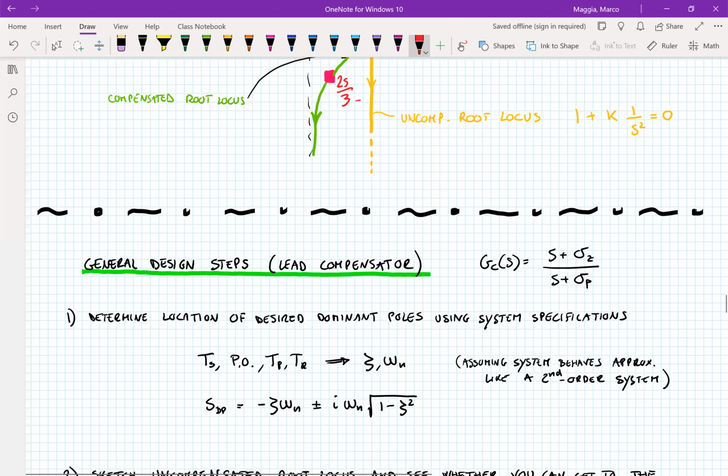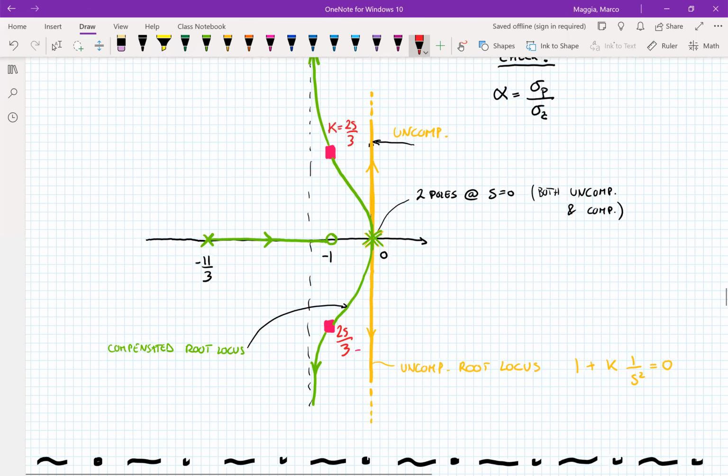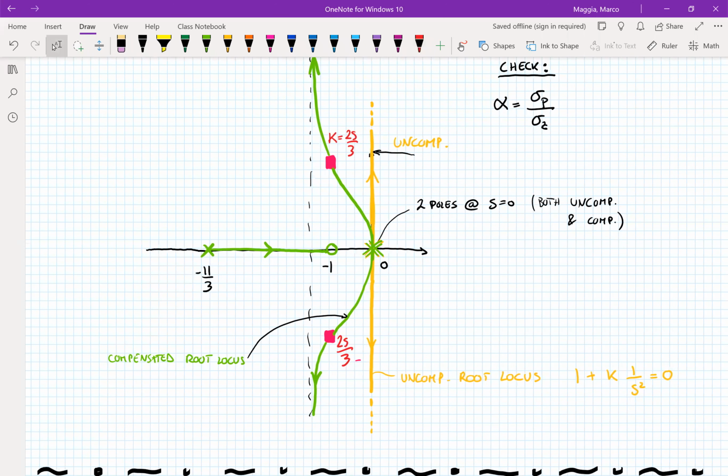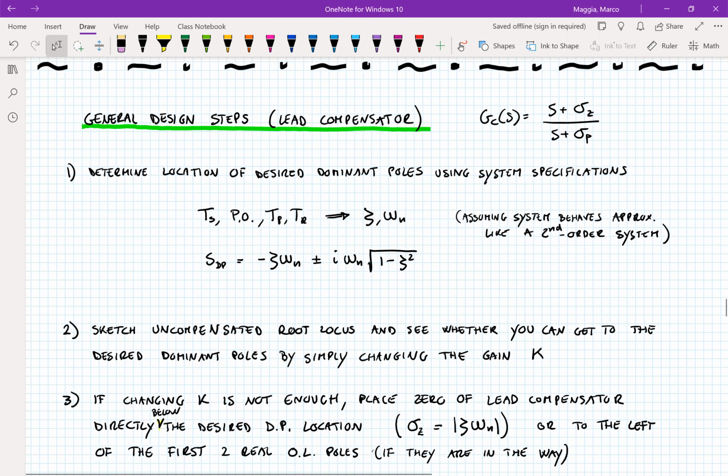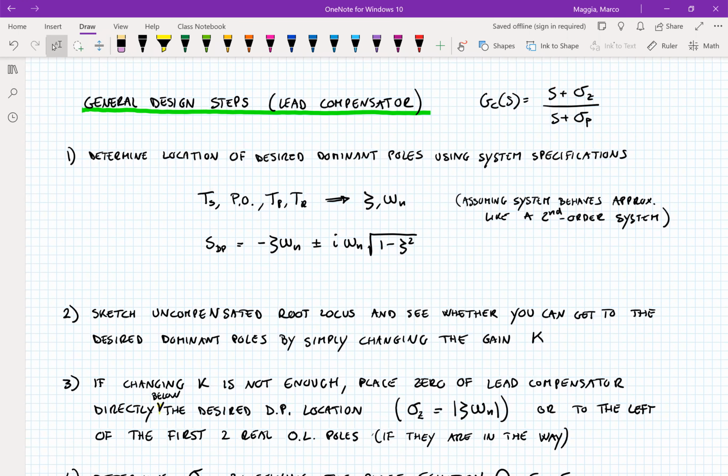All right, so this was an example that showed you how to design a phase lead compensator using the root locus methodology. So in order to recap the steps, let's read them together. We start with step one: determining the location of the desired dominant poles using the system specifications.